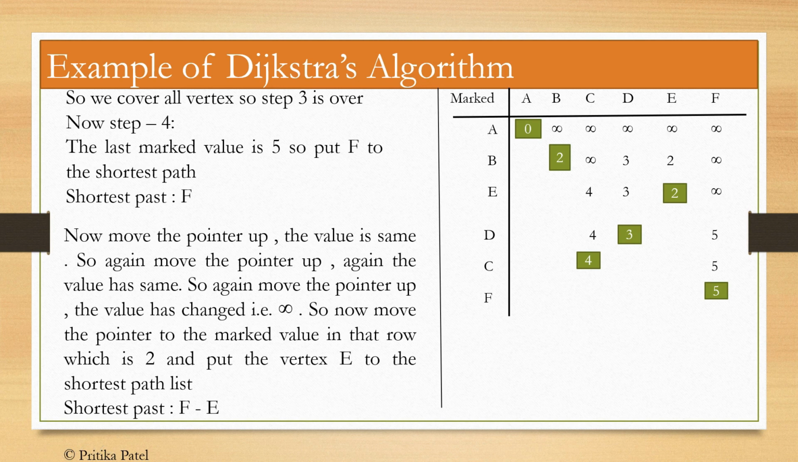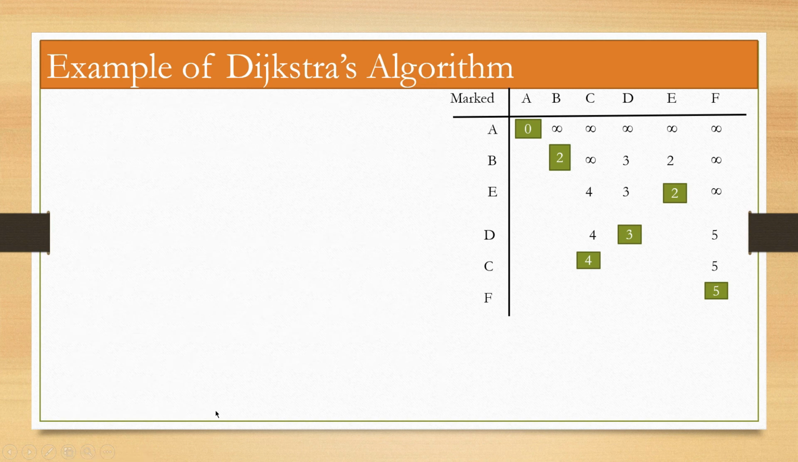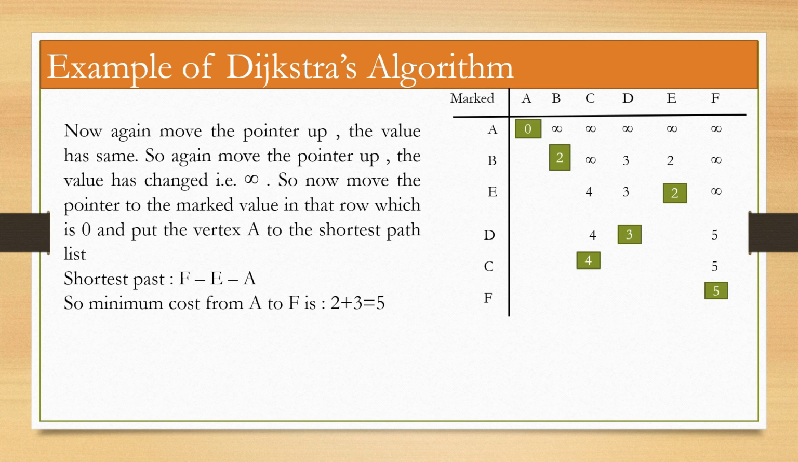So now we have to move the pointer to the mark value in this row. Here in this row we have the mark value, which is 2, and we put vertex E into the shortest path list. So here F is already there and E is put into the shortest path list. Now again move the pointer up. The same value is fine, 2 is there.